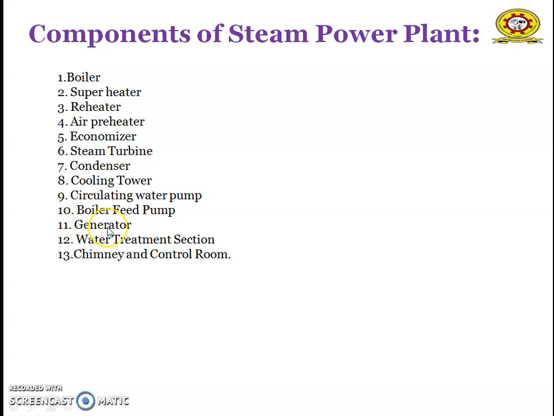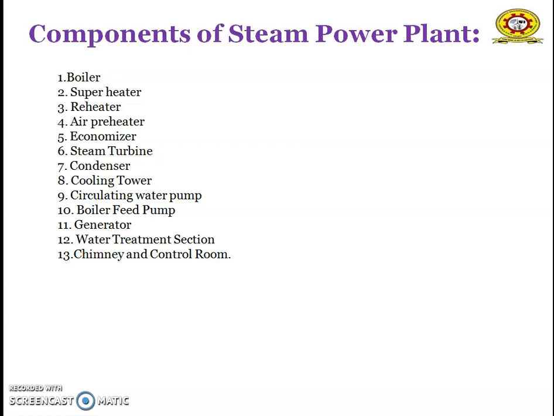And next one is the generator. Generator is used to generate the electricity. And next one is the water treatment section. Water treatment section is used to recycle the water. And next one is the chimney and the control room. Chimney is used to remove the heat.